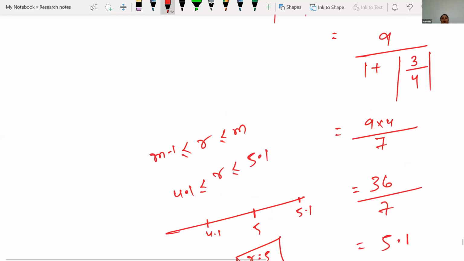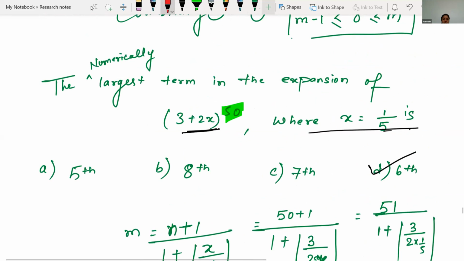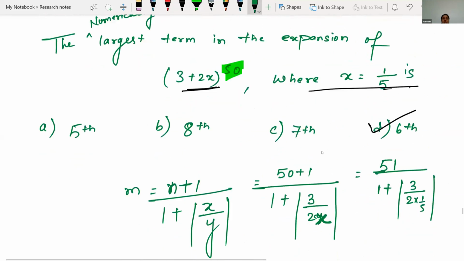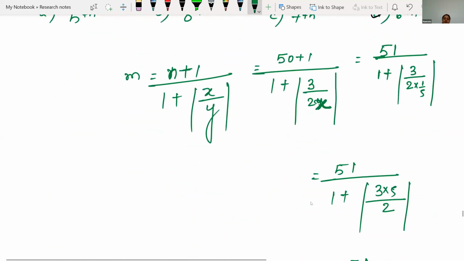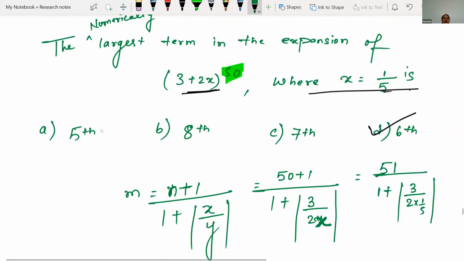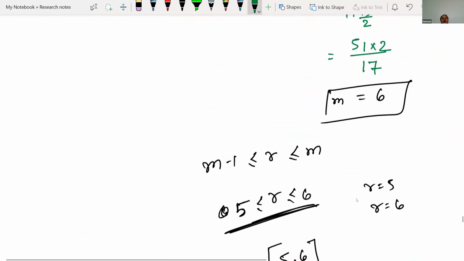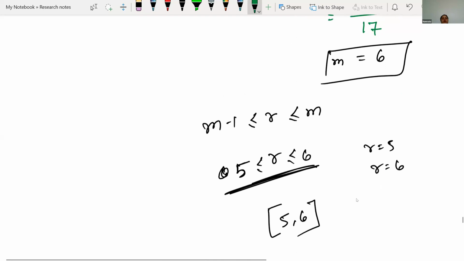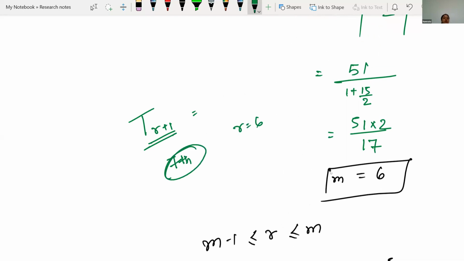One thing I will mention over here. Whatever we have found as the R value, that is R. In the first question, the numerically largest term in the expansion, the R value we got was 6, right? But the term will be the R plus 1th term. That means the term will be the 7th term. R is 6. Term is the 7th term. Getting it?